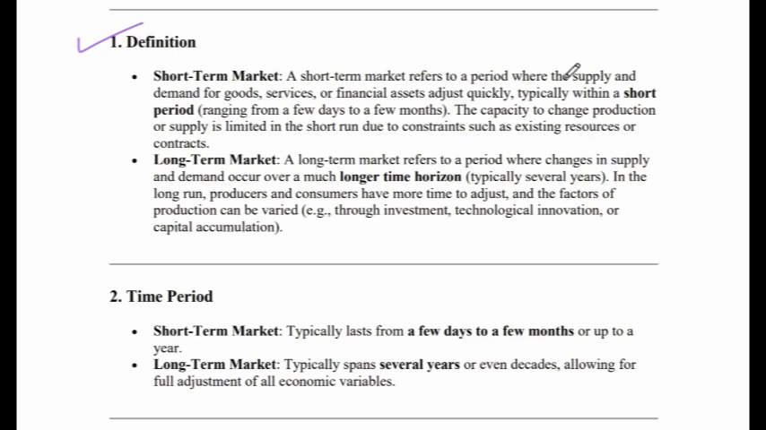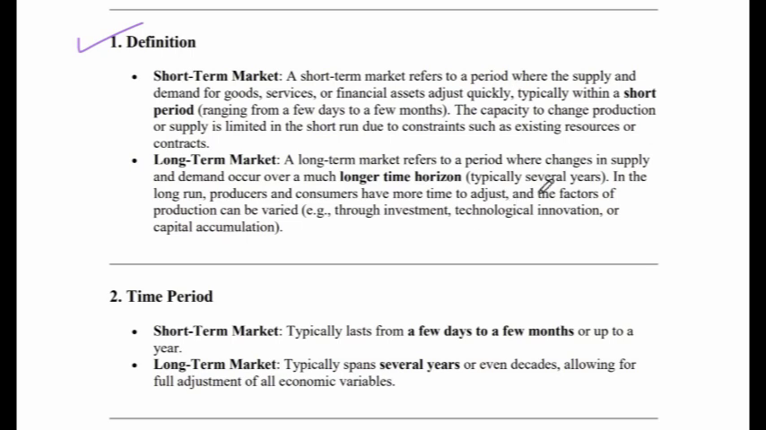तो सप्लाई also will adjust quickly to the demand and demand will adjust quickly to the supply. So वो शॉर्ट टर्म मार्केट होता है और ये जनरली फ्यू डेज में या फ्यू मंथ्स के अंदर हो जाता है. अभी शॉर्ट टर्म मार्केट में जो प्रोडक्शन है या जो सप्लाई है वो एडजस्ट हो जाता है as per the demand and supply in the market and as per the existing resources और कॉन्ट्रैक्ट्स. बस यही है, it's a very simple definition. Whereas in long-term market, the period where changes in supply and demand occur over a much longer time horizon, typically several years.